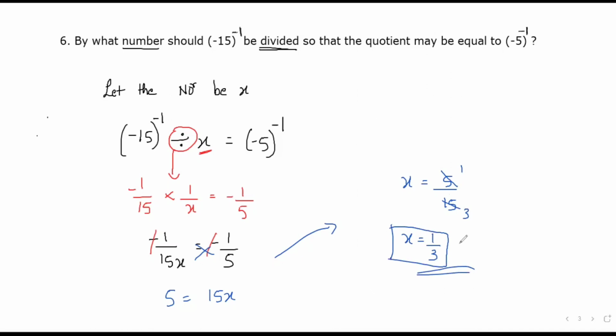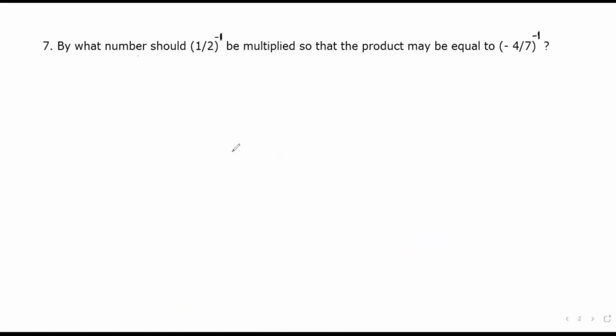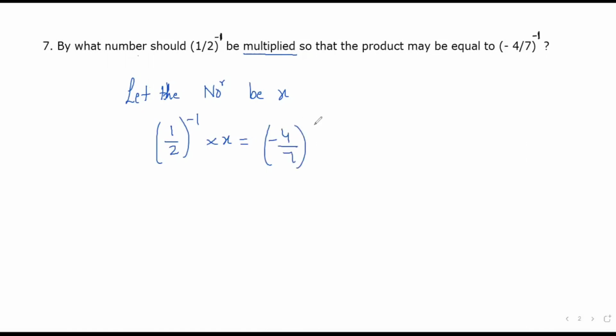Let us go with the last one of this part 1 question. The similar type of question, but once again, this time they're asking us to multiply, not to divide. Just pause the video and try to get the answer. And when you get the answer, you can start the video and verify the answer you got, similar or different. So let us begin with this. The same thing, they're asking us to find out the number by which it should be multiplied. So let the number be x. So 1 by 2 whole to the power of minus 1 into x. The product value is going to be equal to minus 4 by 7 whole to the power of minus 1.